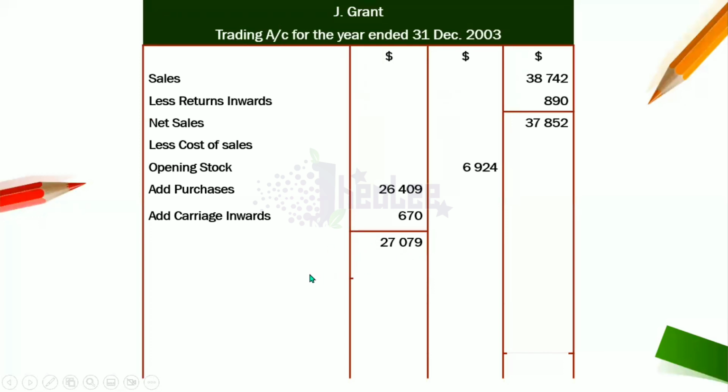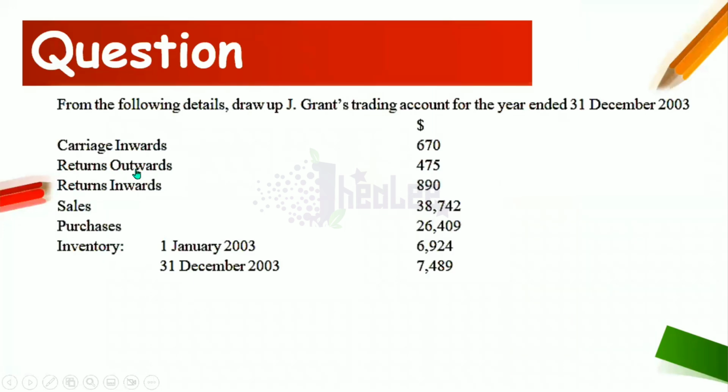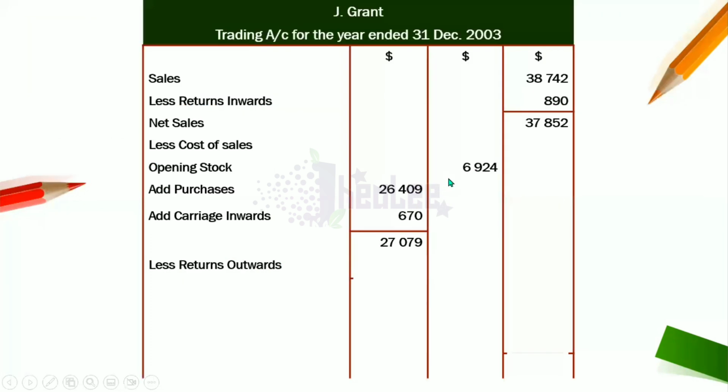$27,079. But guess what? Remember, we had returns outwards, so we have to less our returns outwards. And the value for returns outwards is $475. This figure, we're going to record it now. And once we have that, we can then subtract this from the $27,079. And this now gives us net purchases. Once we have a net purchases figure, we need to add it to our opening stock. So we're going to proceed to record that in the middle column. And then we are going to add this to the opening stock.